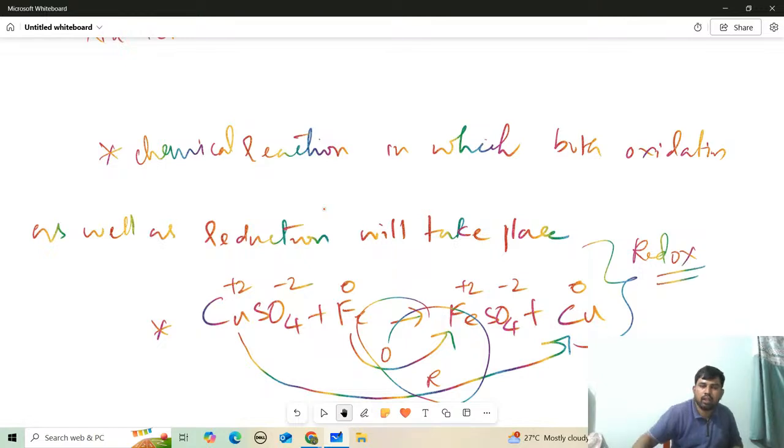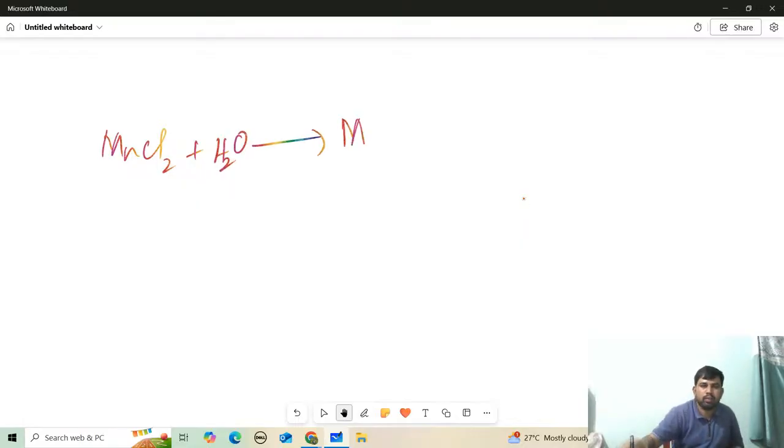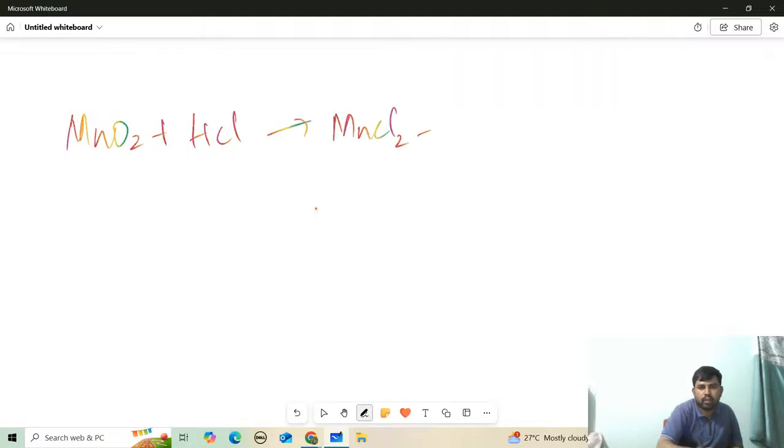Okay, similarly you can take one more example. So what have they given in the textbook? They given, I think, MnO2, correct? MnO2 plus HCl gives rise to MnCl2 plus Cl2 plus H2. I think so. This is the reaction given here.